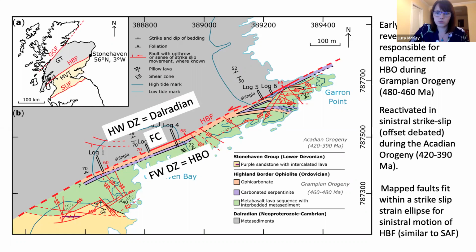So we observed lots of strike slip faults in the damage zone, suggesting we see evidence for this sinistral strike slip motion. And using the fault terminology of how people describe faults, you've got the Highland hanging wall damage zone to the north being the Dalradian, the footwall damage zone of the fault to the south being the Highland Border ophiolite, and in the middle we've got this internal fault core.